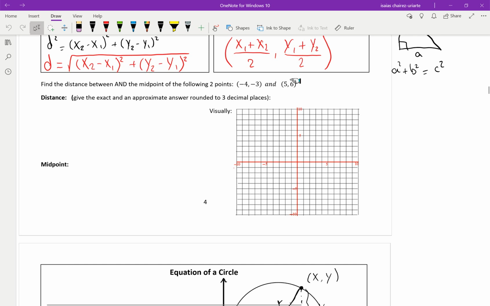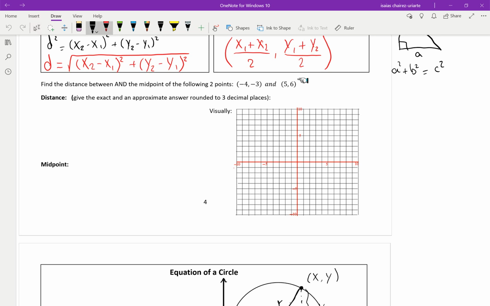So pause the video, take a couple of minutes, try to find both the distance between this point and this point, and also find the midpoint between the points. Okay, so let's see what we can do.